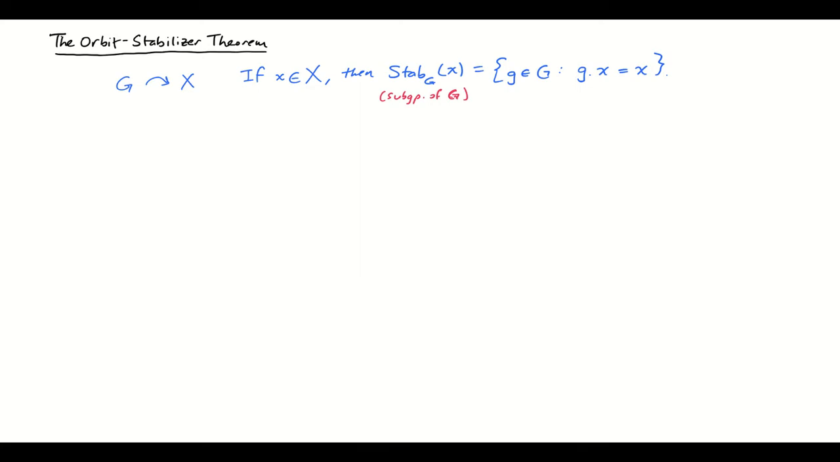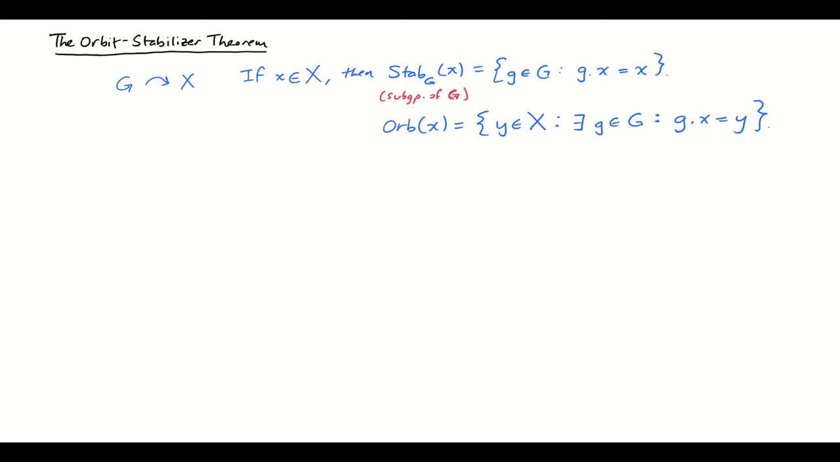And then I have this other definition, the orbit of x. That is the set of all elements y in X such that there exists a g in the group for which g acts on x to produce y. Okay, so in other words, the orbit of x is the set of all elements in the set that I can get to by acting on x with a group element.